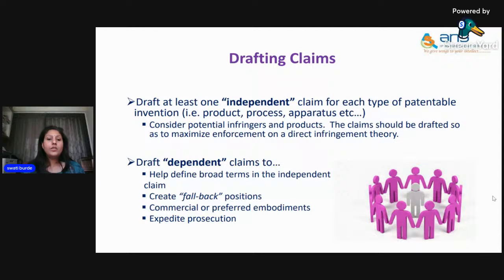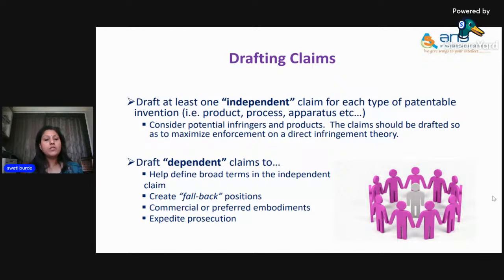Suppose, for example, you want to claim a property, a piece of land. How do we claim it? We claim it like, on the east this is there, on the south this is there, on the north this is there. Similarly, in patents, we have to draft the independent claim in the broadest possible manner. For example, I'll explain in my later slides.